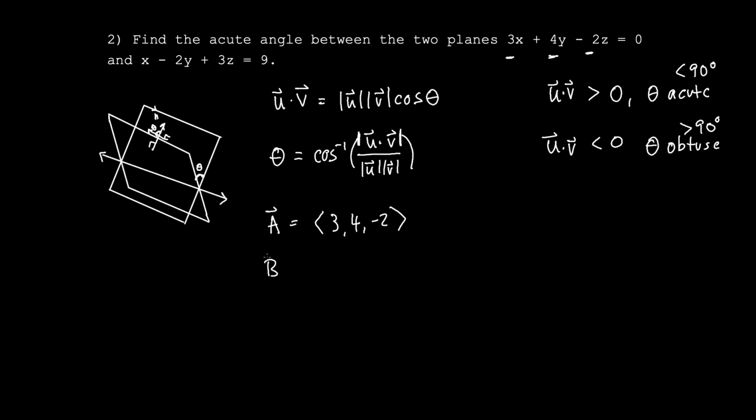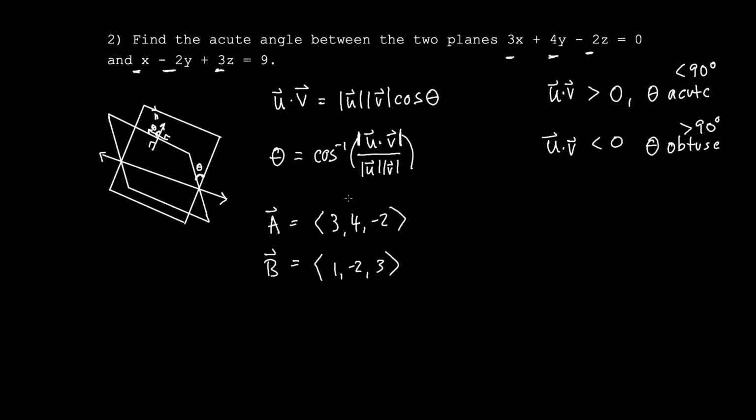And the second vector, vector B, represents the second normal vector, and we can find it from the second plane. So we have 1, negative 2, and 3, which are the coefficients of the three variables. Like so. Now all we do is we find the dot product and the magnitude of both vectors, and then we plug them into the equation and solve.